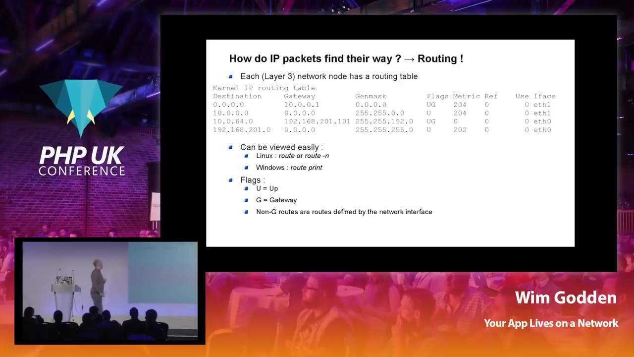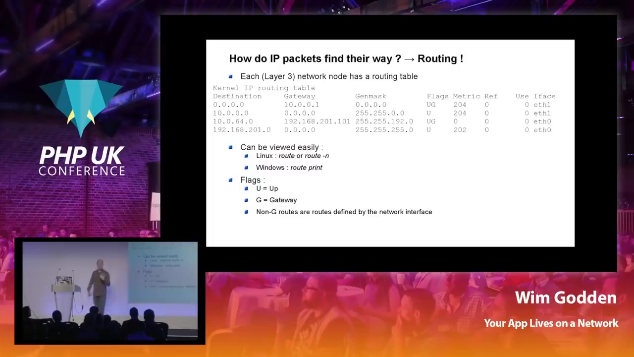And what you can see here is that there's Iface, the interface, which is basically the network interface that you're plugged into. So we have two of them here, eth1 and eth0. And you can see there's a difference between this route and that route, just with a flag. The one that has no G in there is one that's defined by your network interface. The one that does have a G has a gateway address. This one, all the IP addresses on this interface are directly available on eth0. This one is available on eth0 as well, but only through a gateway.